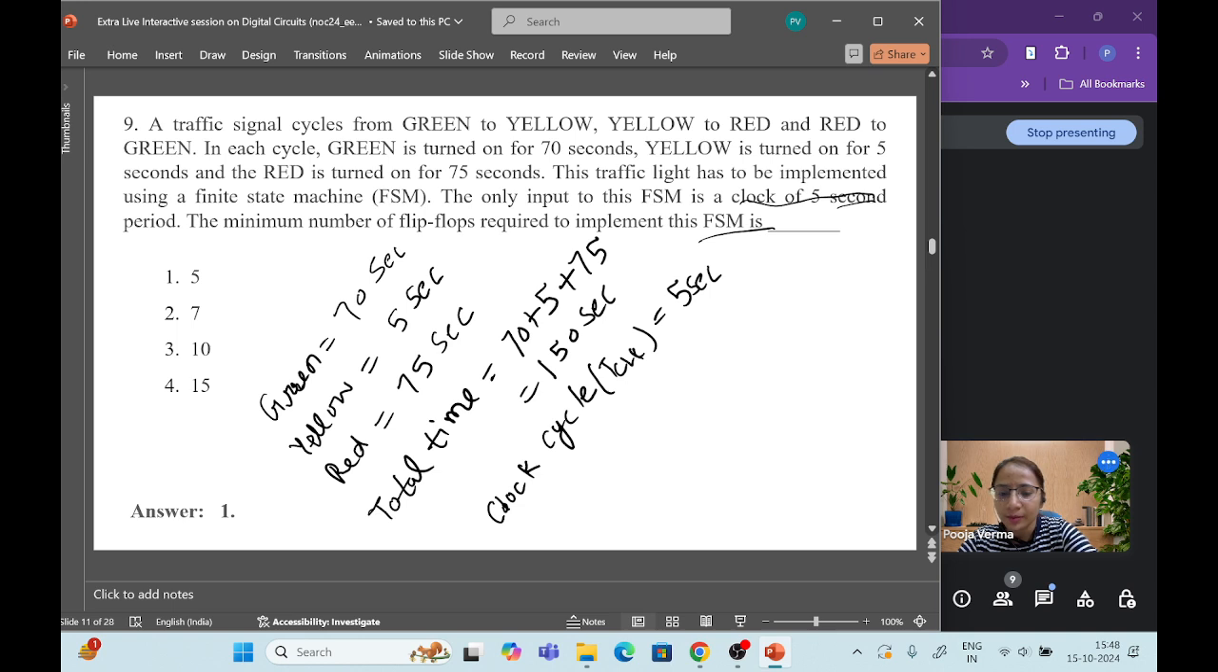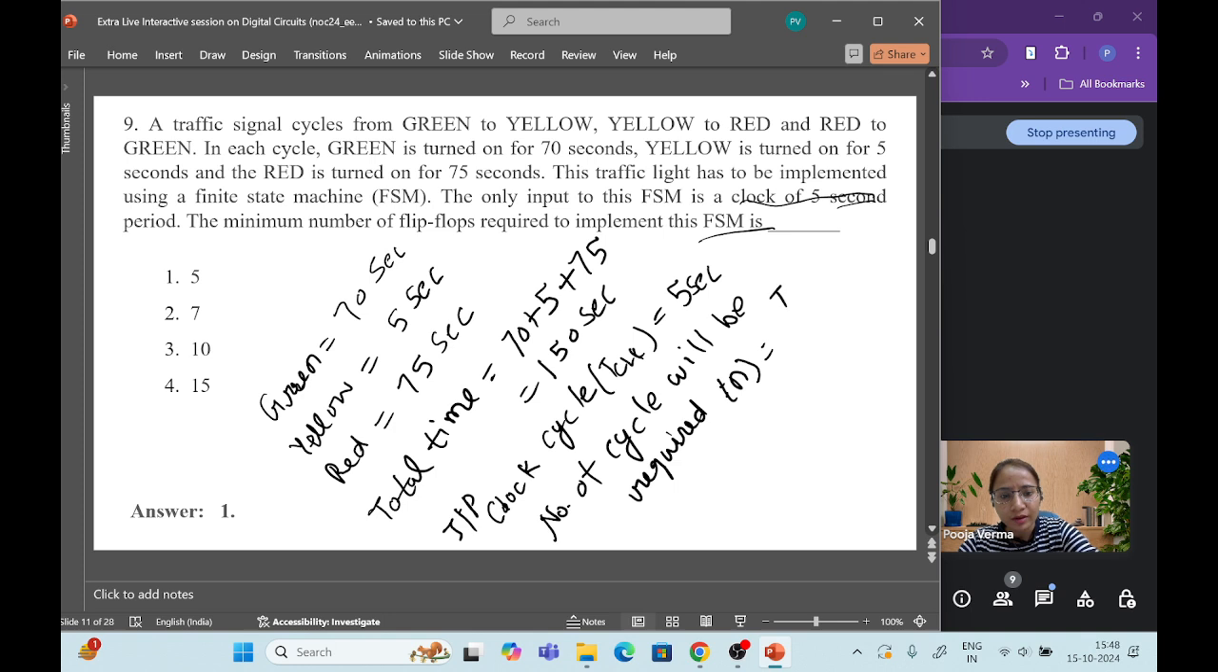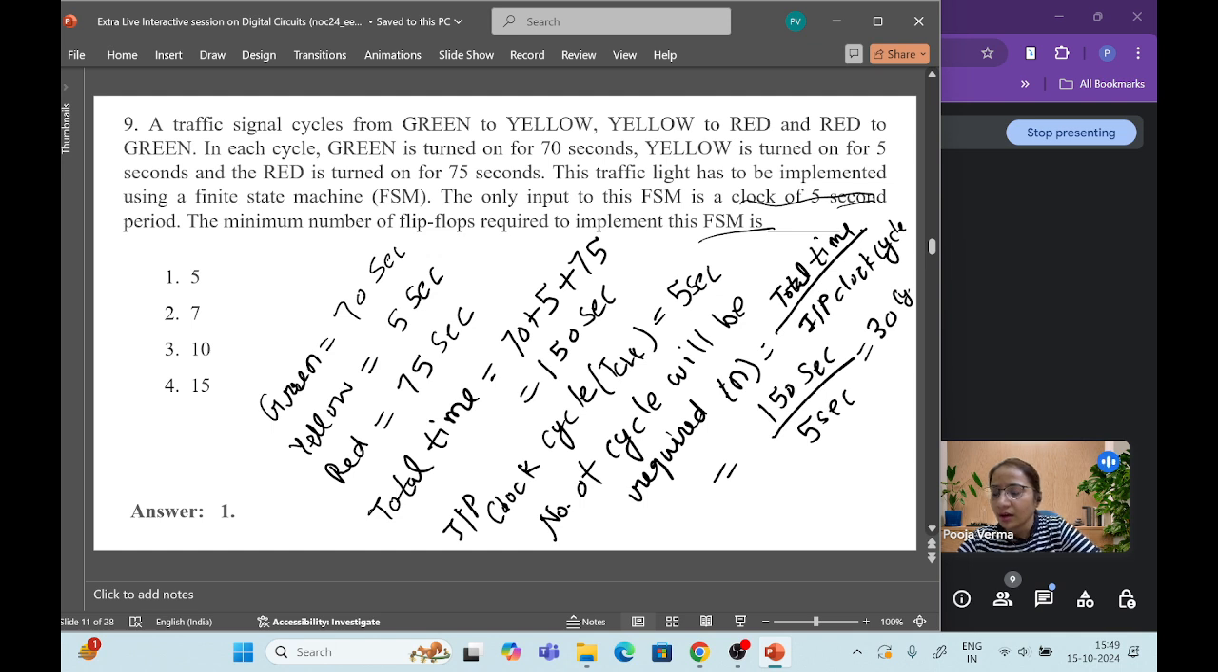So the number of input clock cycles required, we can represent it by n, is the total time divided by the input clock cycle. The total time is 150 seconds and the input clock cycle is 5 seconds, right? So the number of clock cycles will be 30, right? 30 cycles.